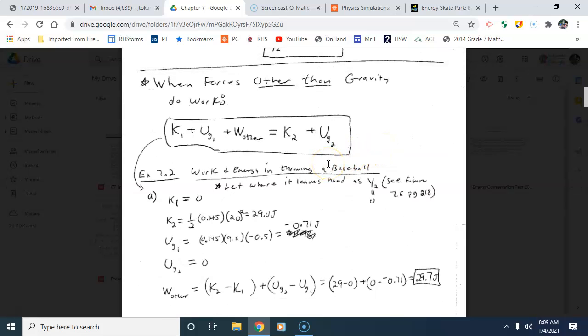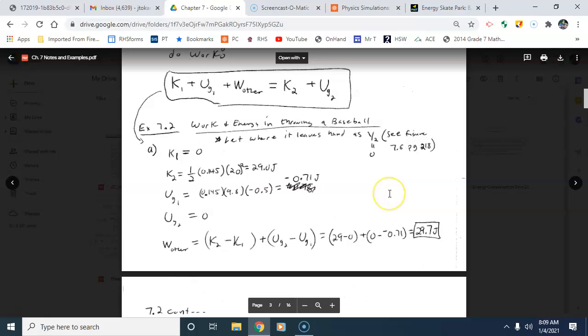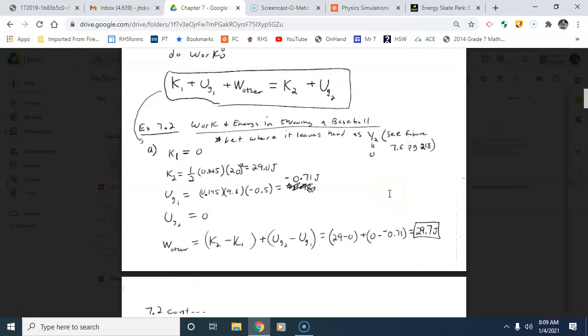And I want to, in part A, find the magnitude of the force that your hand exerts on the ball to give it that upward velocity of 20 meters per second. All right, so remember now position 1 is my wind-up position. I'm going to move up, and from position 1 to position 2, there is now work other. Where is it coming from? My hand.